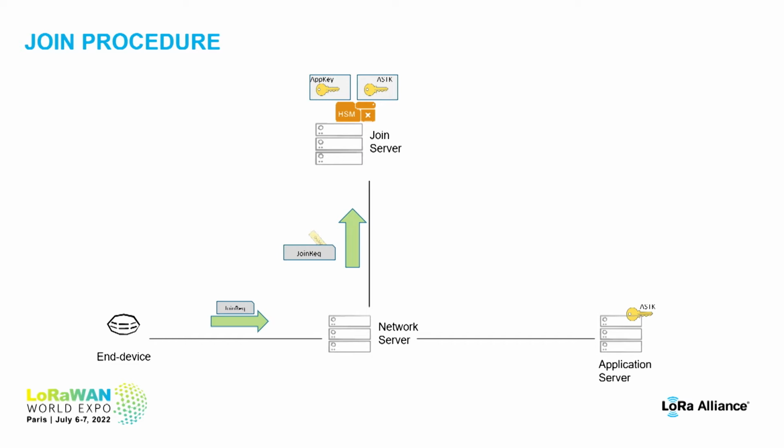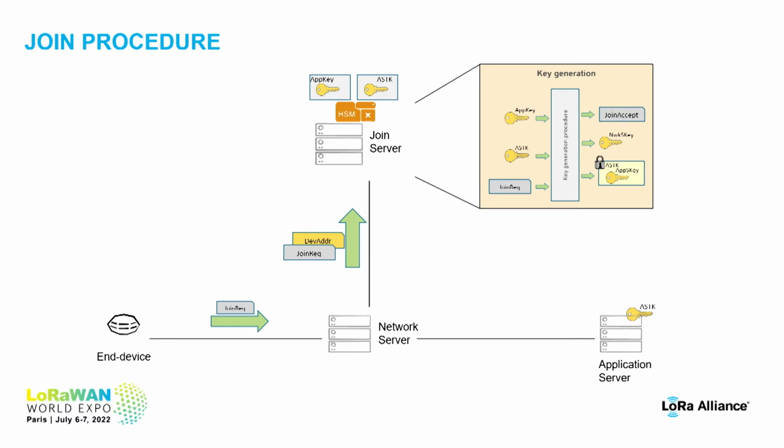Let's take a look at what happens with the join procedure here. The end device will send a join request that will be routed to the join server through the network server. Then the join server in ThinkPark Activation is powered by an HSM to securely store the keys. The AppKey is known by ThinkPark Activation.